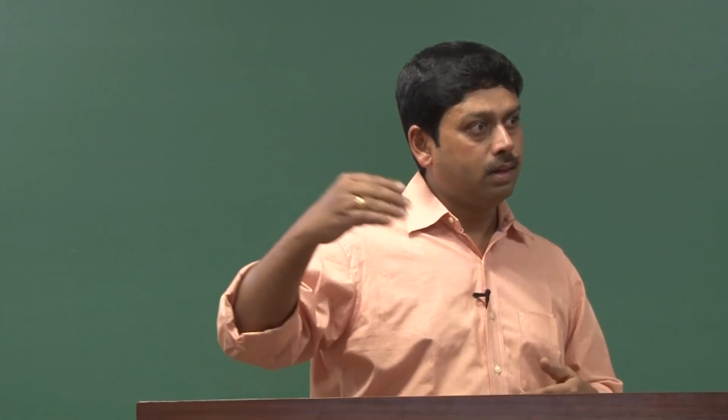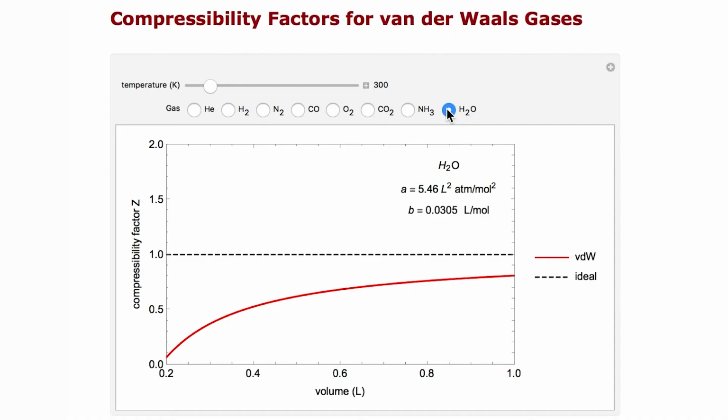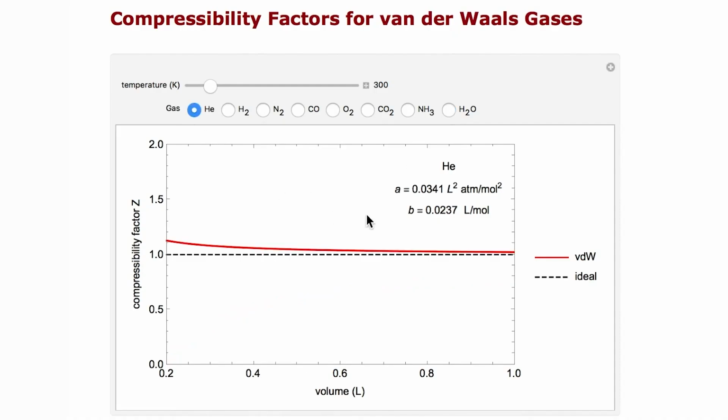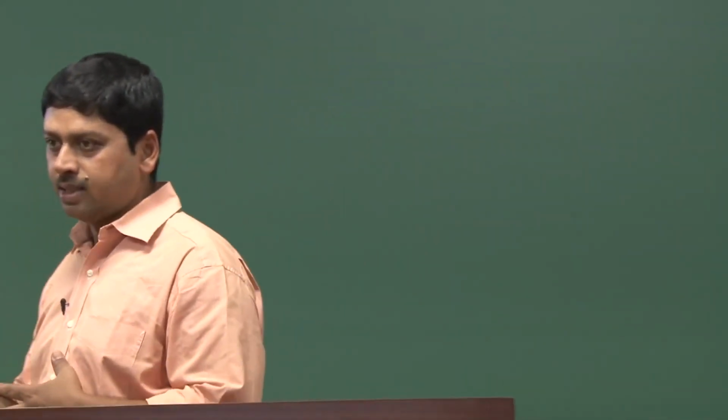For example, A is going up almost 30-40 times between helium and water, but the B value is not changing that much. It will be at most double, right? The B value of water is 0.03 liter per mole, and for helium it is 0.02. So you see the B value does not change that much, only the A value, which is interaction, changes strongly, and therefore it has that kind of effect.